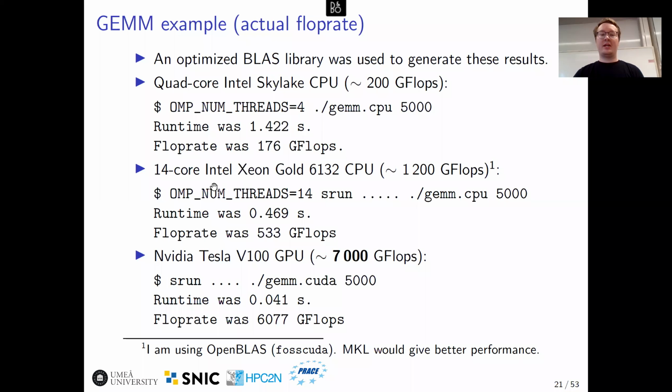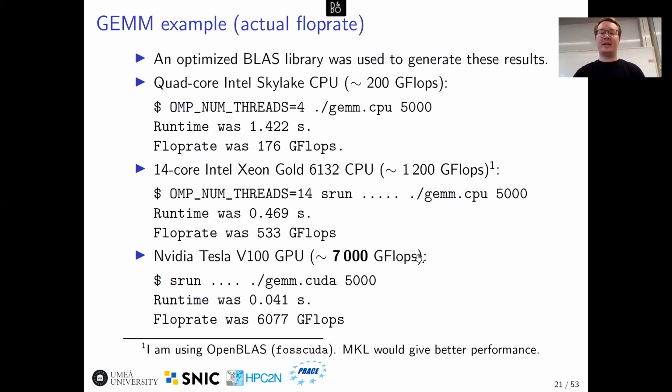And when I go down, again, I'm running with the 14 cores. The runtime is about half a second, and I'm getting around 533 gigaflops per second out of 1,200. And for V100, the runtime is about 41 milliseconds, and I'm getting a bit over 6 teraflops out of the machine. I have added a footnote here regarding this number, where everywhere else we are really close to theoretical maximum, but here we are actually close to being half of the theoretical maximum.